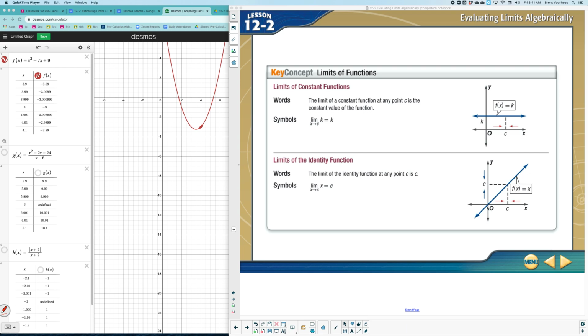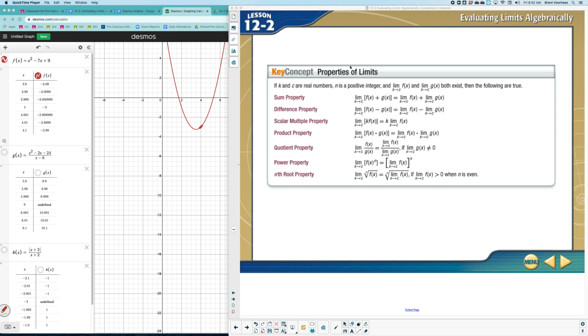And another one is the identity function. If you're looking at the line y equals x, or f of x equals x, and you're asking what's the limit as we approach this value c, well, the answer will be c, because the identity means the y is equal to the x. So if x is c, y will also be c.